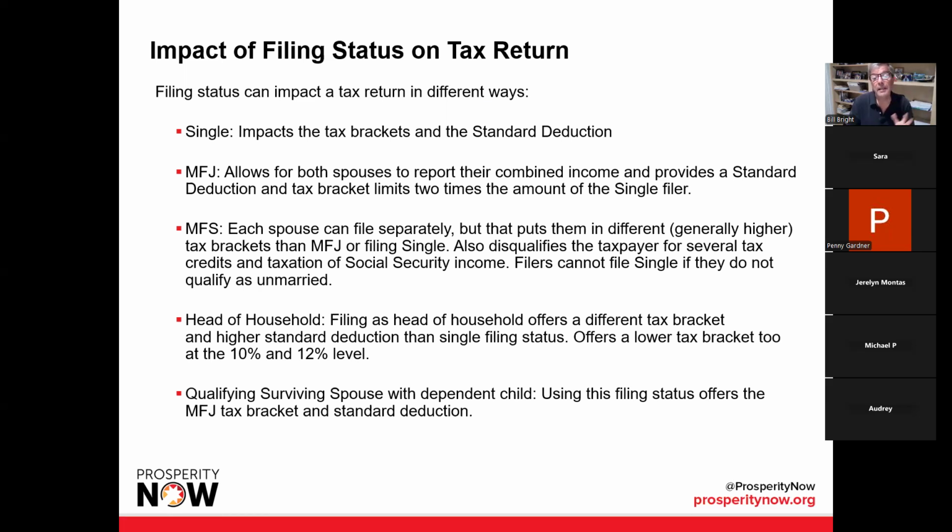Head of household offers a different tax bracket and a higher standard deduction than filing single, but you obviously have to have a dependent child or relative to qualify as head of household. And again, qualifying surviving spouse with a dependent, that's the higher married filing joint tax bracket for 2 additional years.